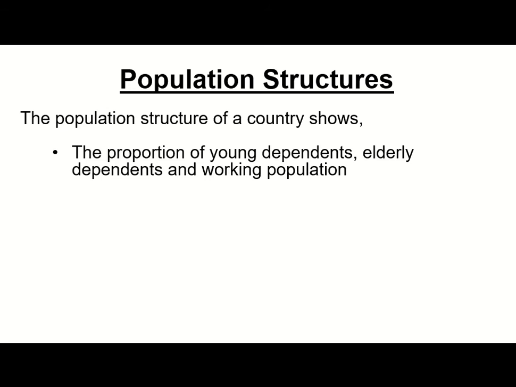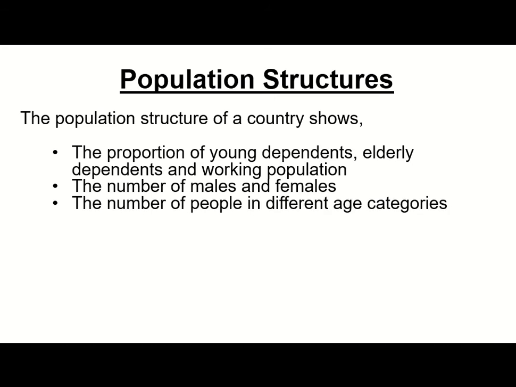When population structures are presented in a population pyramid, they're divided up in a couple of ways. Firstly, they're divided up into gender, so males and females. Males will appear on one side, females on the other. They're also divided up into age categories, and the range is normally 5-year bands, so 0 to 4, 5 to 9, and so on up until you get to 100 plus.